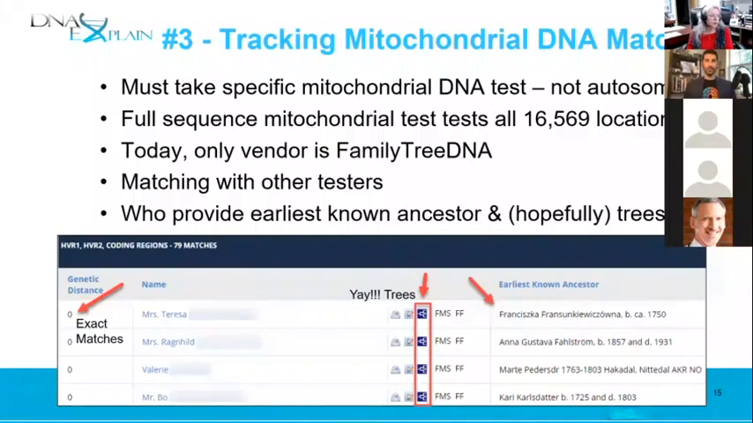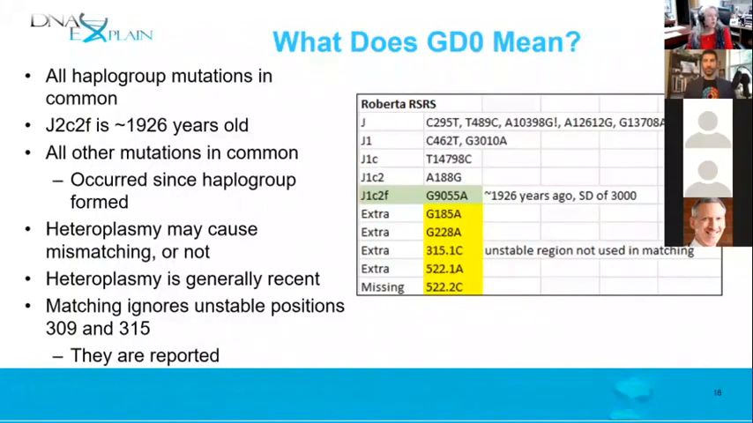So you match with other testers, and this is my HVR1, 2, and coding region, so the full sequence, everything. And I always look to see who has provided the trees, and I'm really excited because look here at all these tree icons and the earliest known ancestors. And the exact matches in this case start with a GD, or genetic distance, of 0. Well, what does that mean? The genetic distance of 0 means that they're an exact match.